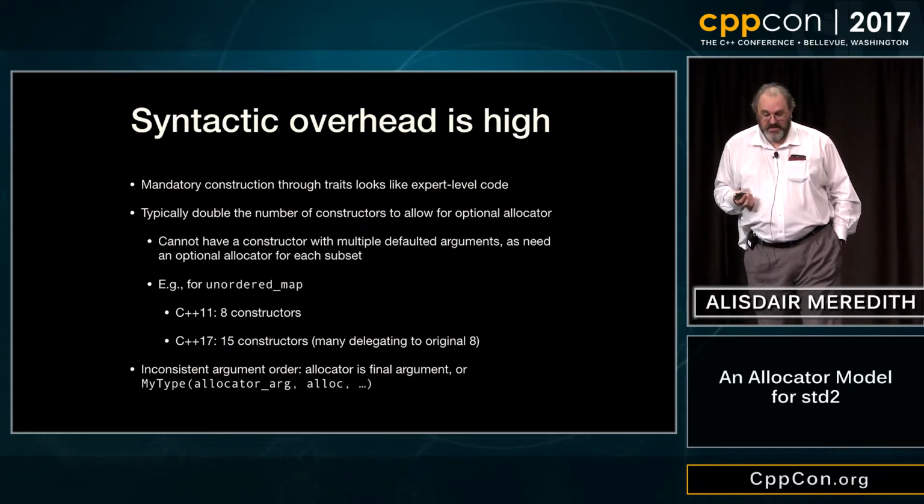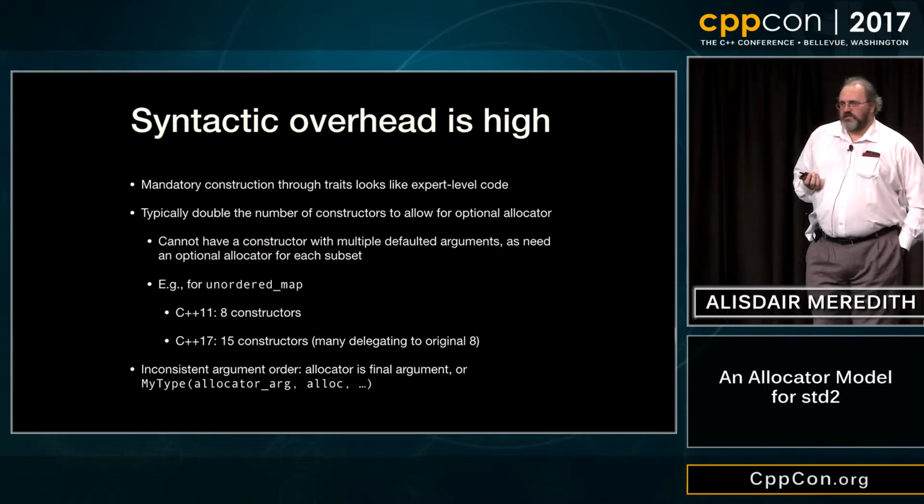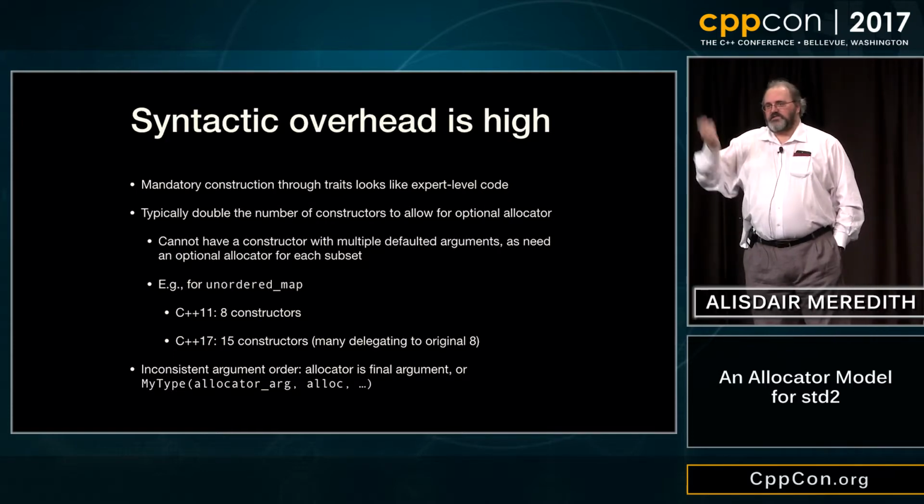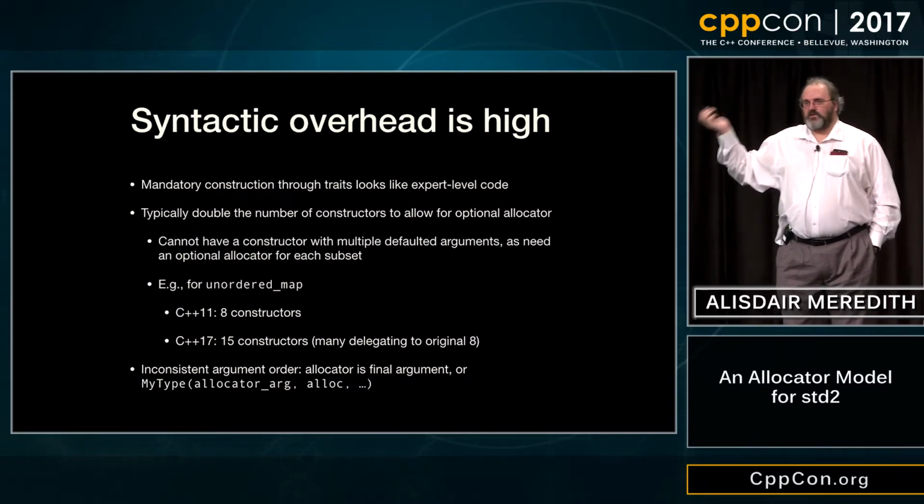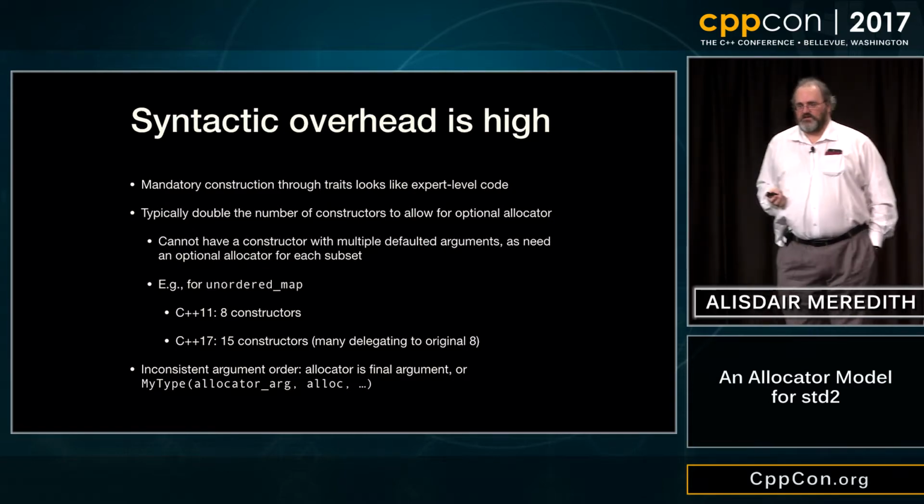In C++11, it has 8 constructors. In C++17, it has 15 constructors, all to solve the same problem. It was just dealing with those default arguments, so we've now got a few constructors that delegate to other constructors.